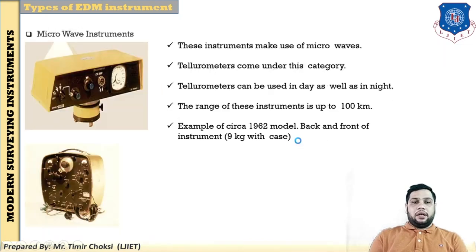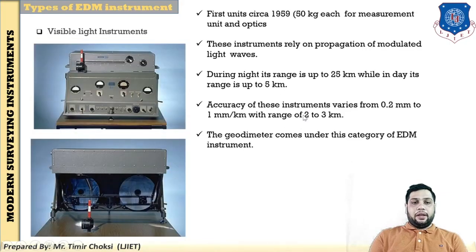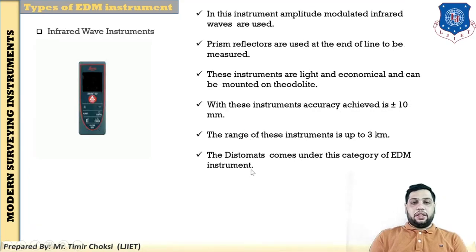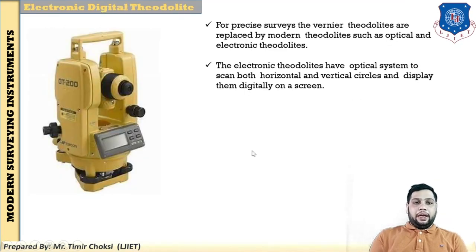So first is the microwave instrument, where the tellurimeter comes under this category. Then the visible light instrument, where the geodometer comes under this category, and last is the infrared instrument. And the last EDM instrument is the electronic digital theodolite, because I will explain the total station in the next session. The total station is a combination of EDM plus electronic digital theodolite.